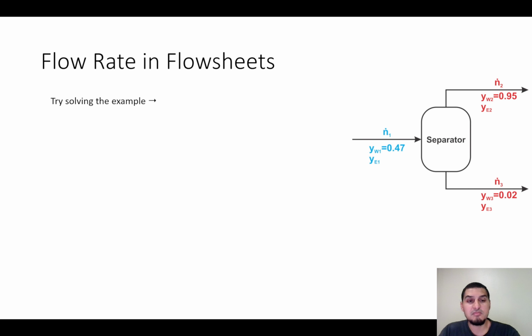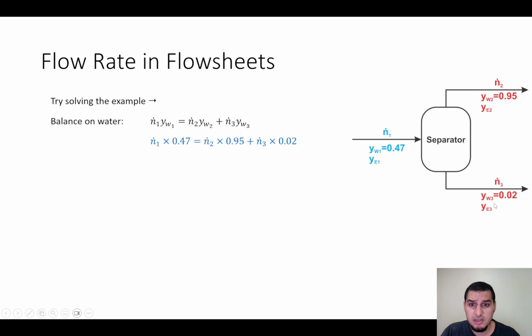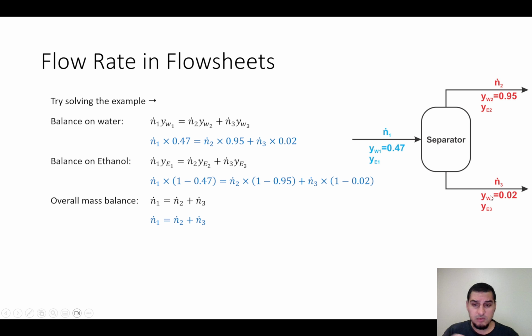And to do this, we will put the mass balance equations and try to see if we can solve them together. So for the water, we will have water in stream 1 equal water in stream 2 plus water in stream 3. The same for ethanol, and we have the total, whereas N1 is equal to N2 plus N3. So these are the three equations that we have, and we know that these are only two equations, and that the third equation is a dependent equation.